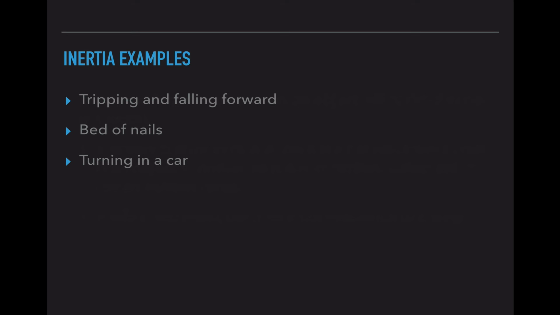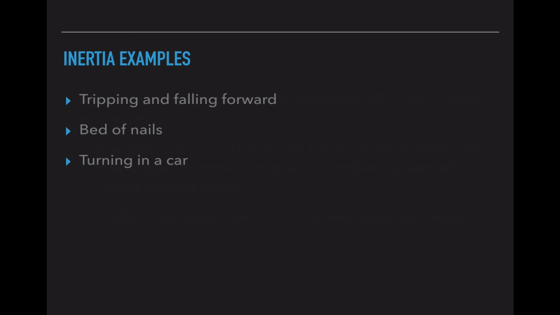The reason that they do this is because the cinder block has such a large mass that it has a high inertia and it doesn't really want to move. So when someone hits it with a sledgehammer, it moves just a little bit, but not enough to actually push the person into the bed of nails.